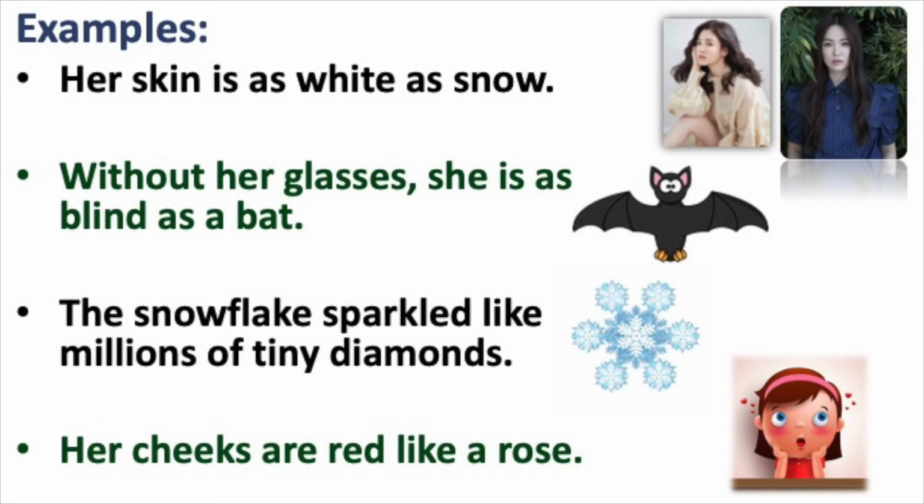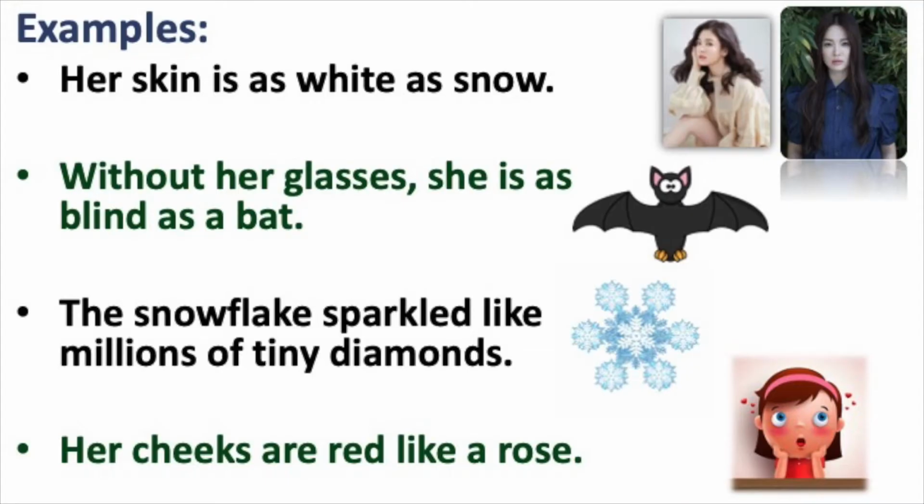Next one: without her glasses, she is as blind as a bat. As you can see, we also use the word as. What are the two different things that we compared here using the word as? The two things that we compared here are the bat and she. Because without her glasses, she is as blind as the bat. Same thing with a bat that is blind.